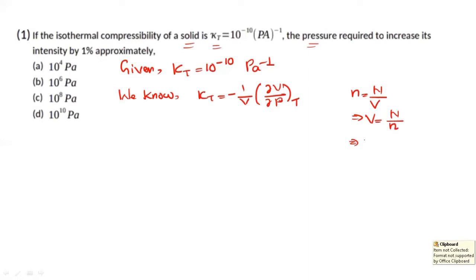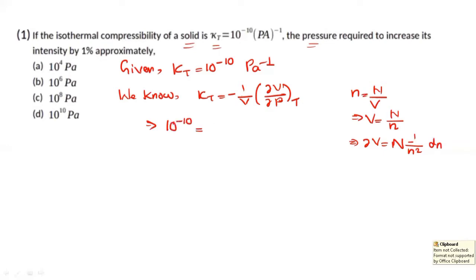Okay. So now we will differentiate and you will have delta V equal to, capital N is constant, 1 by n on differentiation will give you minus 1 by n square dn. So we will substitute the value here. We know kappa T is given in the question to be 10 to the power minus 10.